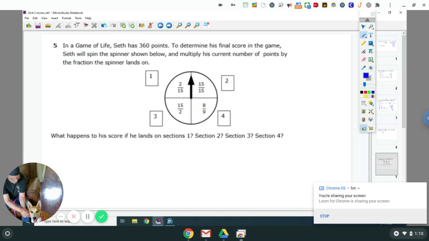All right, number 5. In the game of Life, Seth has 360 points to determine his final score in the game. Seth will spin the spinner shown below to multiply his current number of points by the fraction the spinner lands on. What happens to his score if he lands on section 1, 2, 3, or 4? If he lands on section 1, it's 2/15. That's less than a whole, so that's going to be less. Section 2 is 15/15, and 15 over 15 is just 1. 1 times anything is just the same, so it stays the same. 15 over 2 is greater than 1, so it's going to be more. And then 8 over 9 is less than a whole, so it would be less.